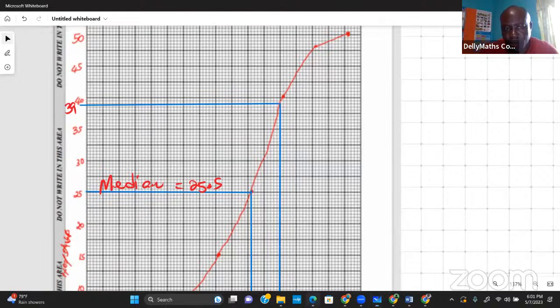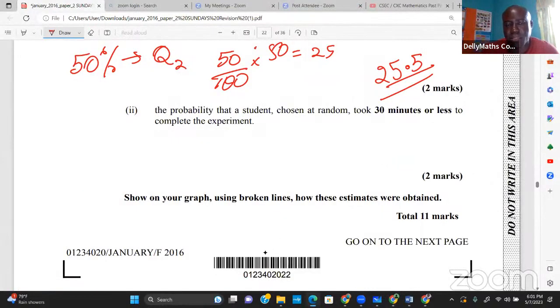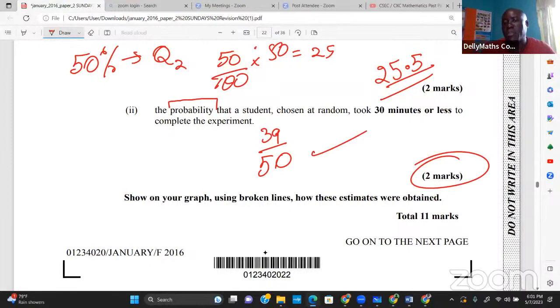So what I'm going to do is remember the context of the question. Say 39. But probability is the keyword here. Because this is probability, you can't just put 39. Probability cannot be more than 1. So it is 39 out of the total, which was actually 50. This is the reason why they give 2 marks. If you put 39, they give you 1. If you put 50, you get 1. But if you put 39 over 50, you get both. That's the probability.